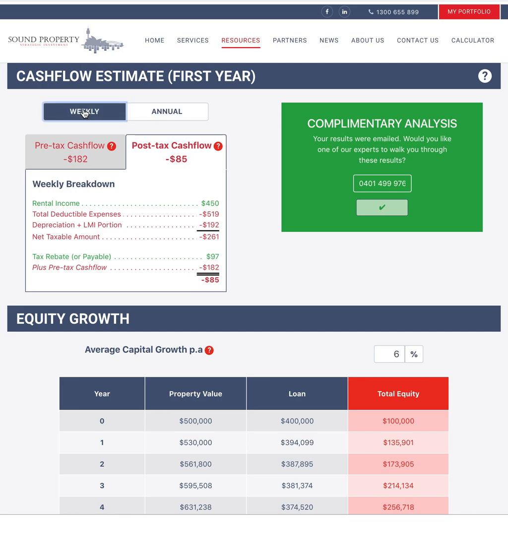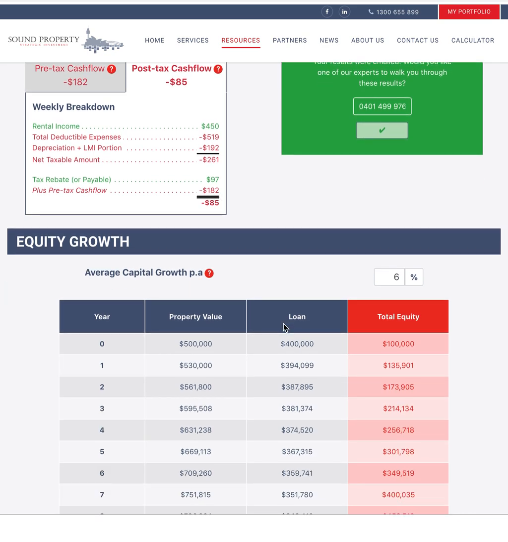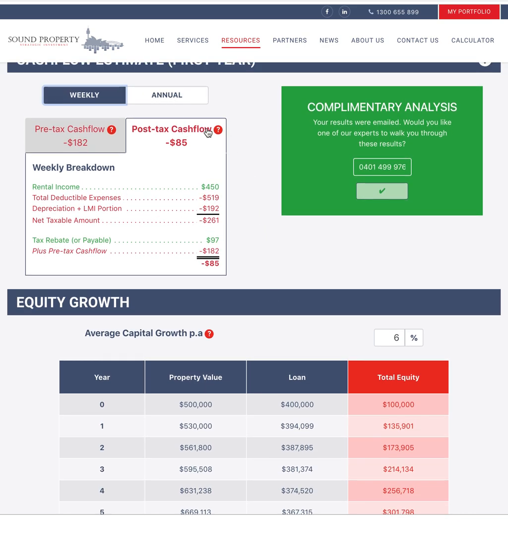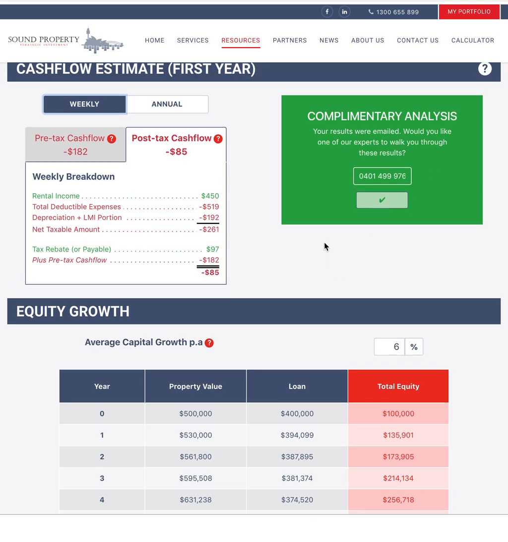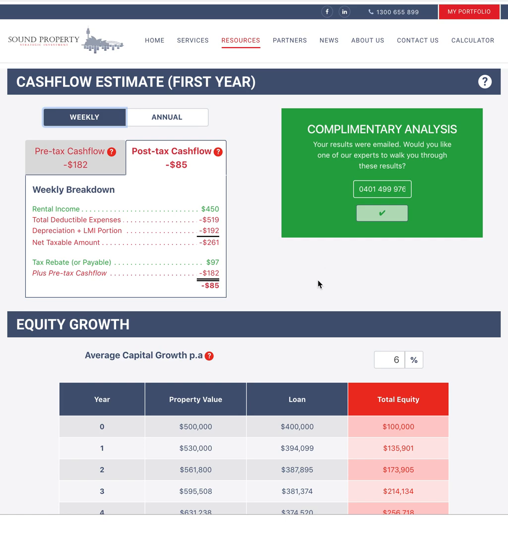If you want that broken down weekly, you can click over to the weekly tab and see how that might look on a weekly basis. So we're looking at about $85 a week to hold this particular property. If you need help understanding how this cash flow works, please feel free to put in your phone number here, and one of our team will be in contact shortly to walk you through the cash flow results for your data entered.